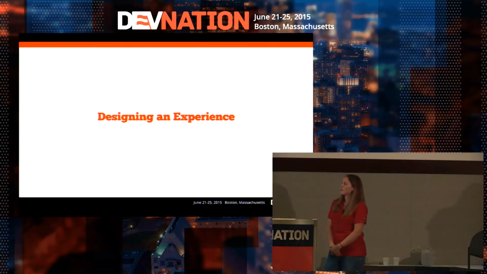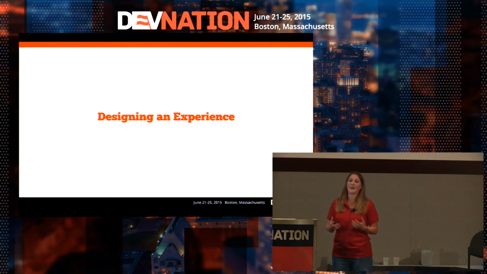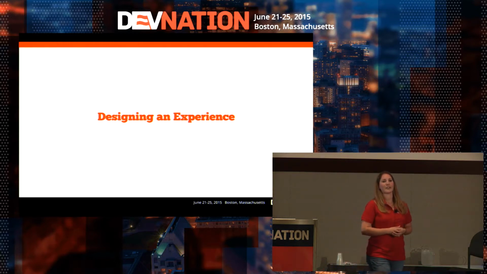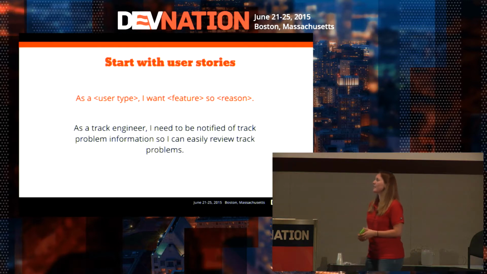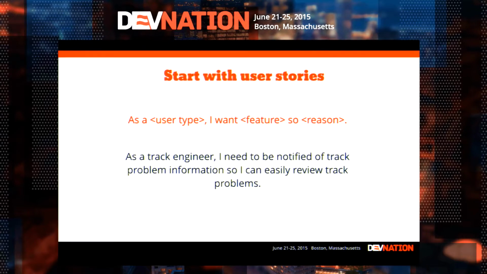So we've talked about what is Internet of Things, and we've talked about what that means to the users now. But how do you do this? How do you actually go about creating a good experience? Well, the first thing is pretty basic, and I think this is going to be pretty familiar to everybody. If you've worked in Agile, this is nothing new. Start with user stories. As a user type, I want features so that I can do whatever.